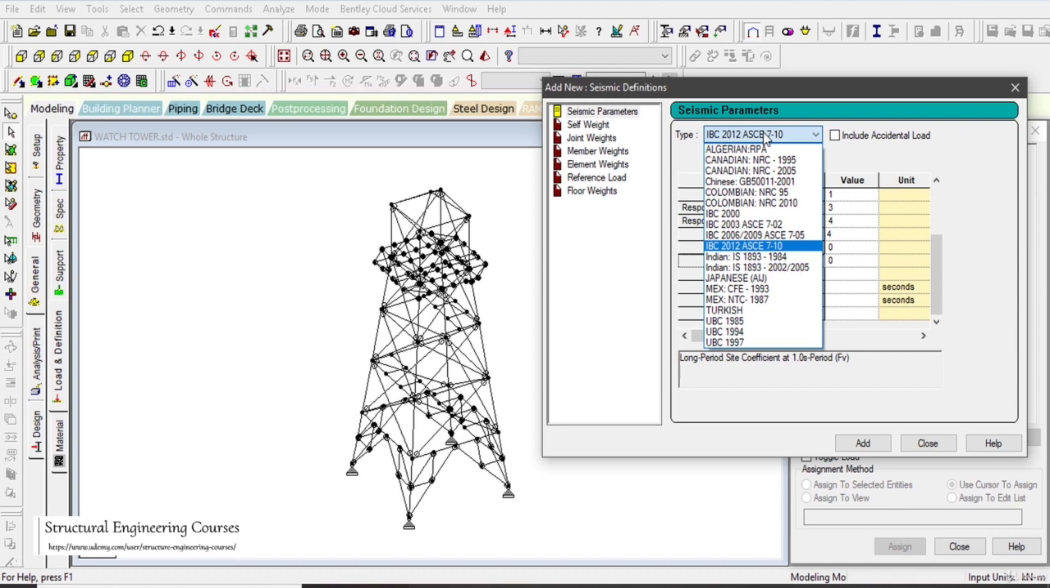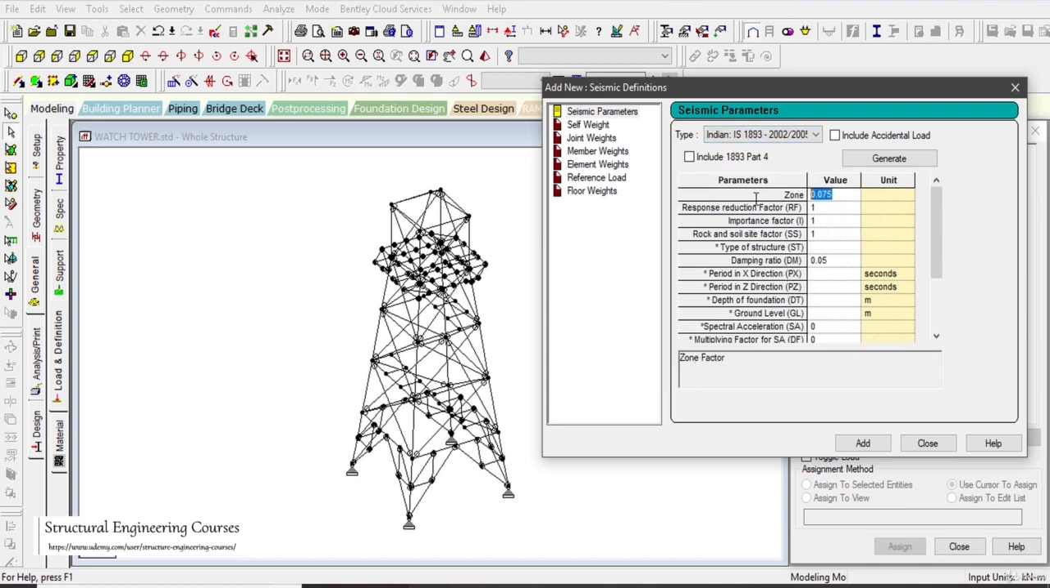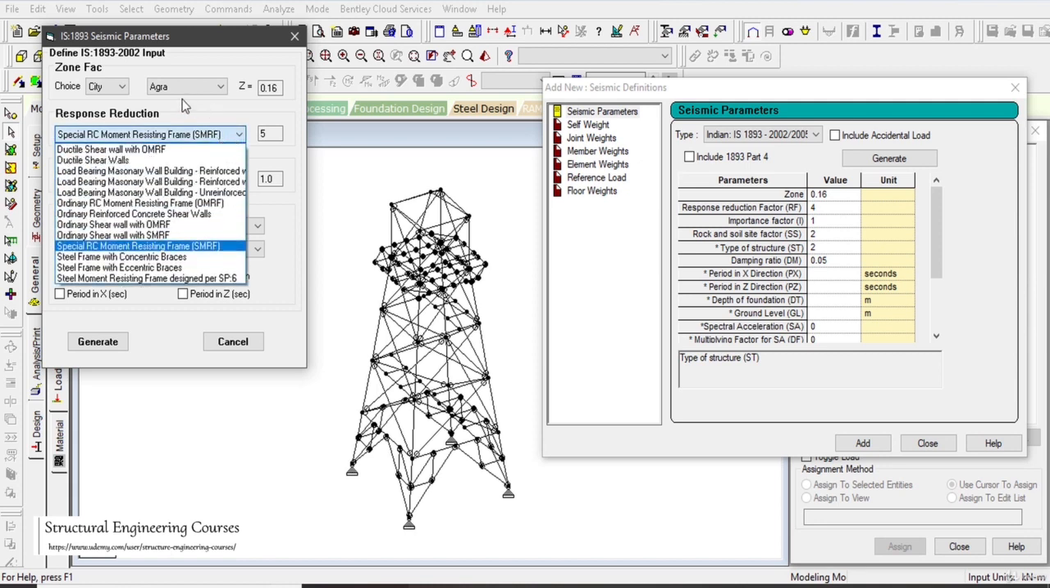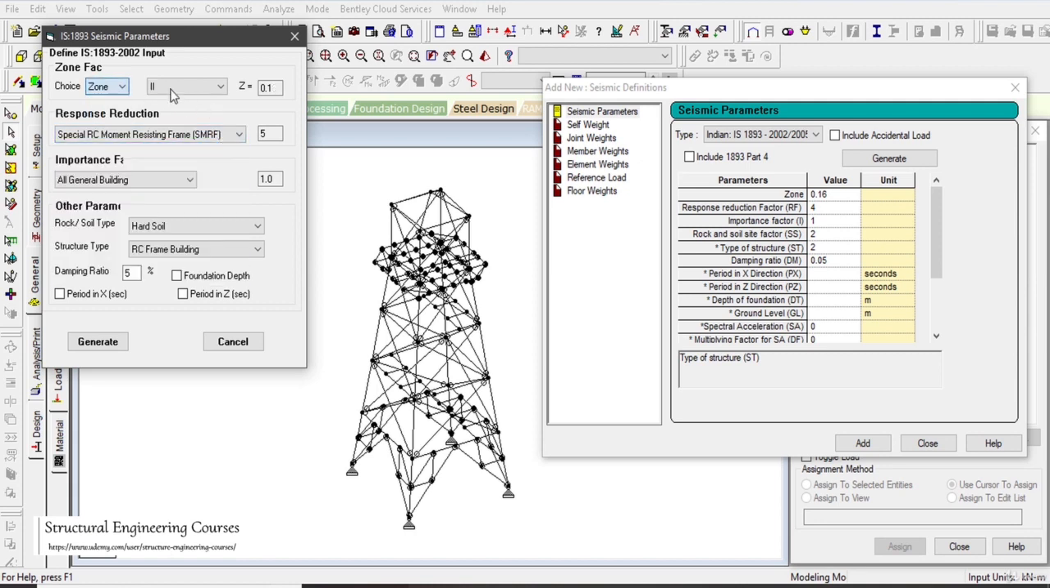But in this lecture we are doing as per the Indian standards, so here we select the zone factor as 0.16. Response reduction factor for this type of structure, I shall go ahead with 4 only, not 5. Importance factor I we can select as 1, soil type SS as 2, and type of structure as 2. So when we click on generate, the zone is selected as 3, that is 0.16.